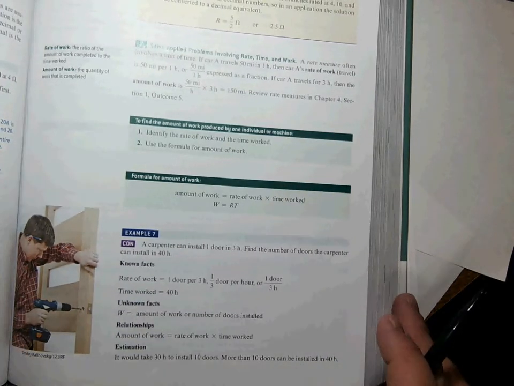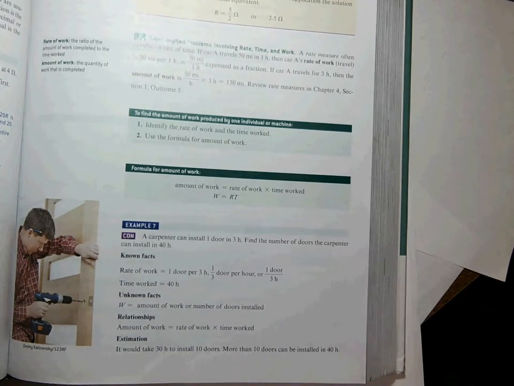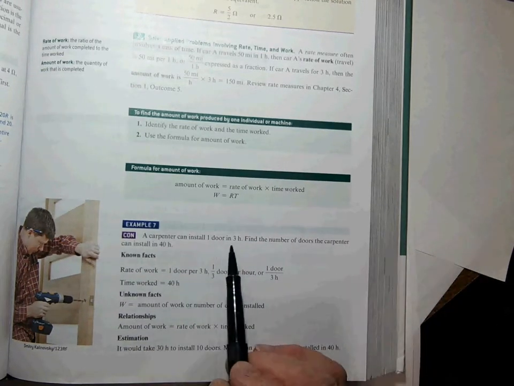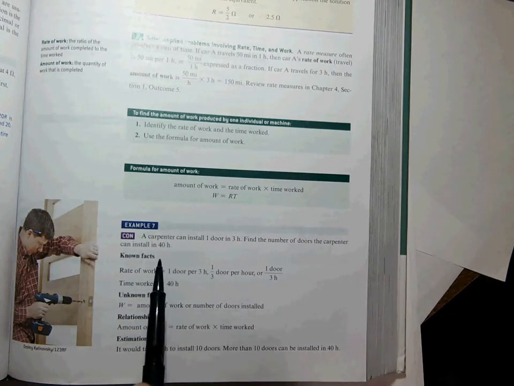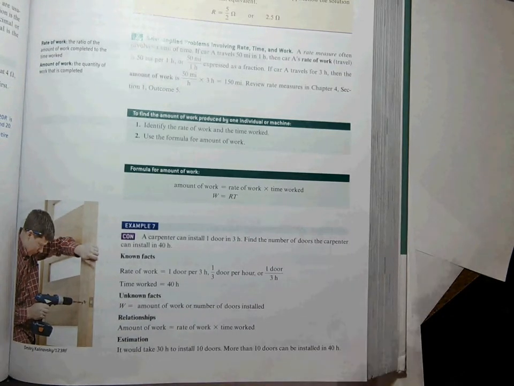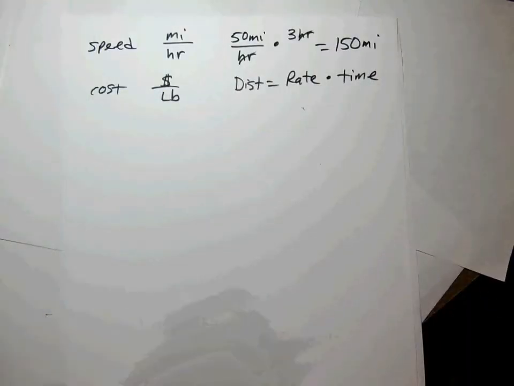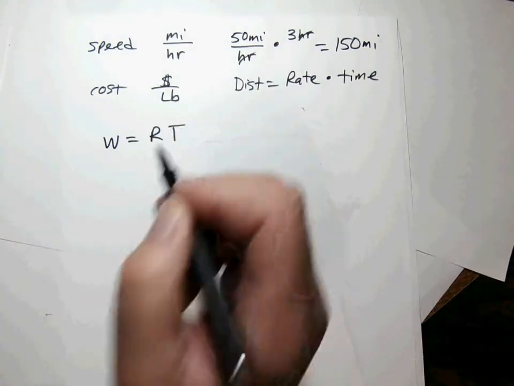So if you look at example 7 here, a carpenter can install 1 door in 3 hours. Find the number of doors the carpenter can install in 8 hours. Okay, so my rate is going to be 1 door per 3 hours. It's a fraction. My time is going to be 40 hours, and then I can figure out the W, the work, how much work I'm accomplishing. So let's do that. My work, W, equals my rate times my time.